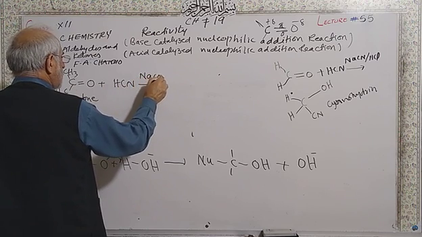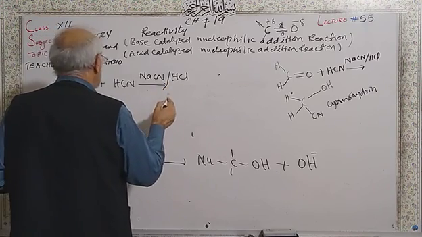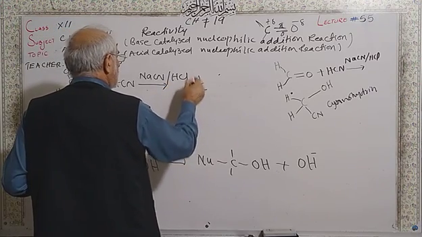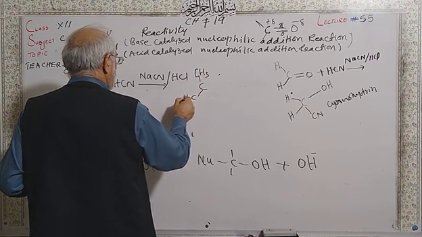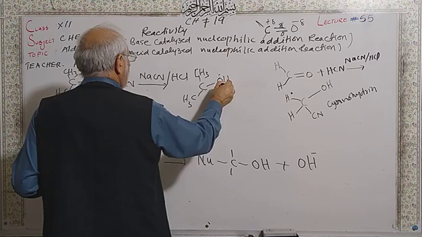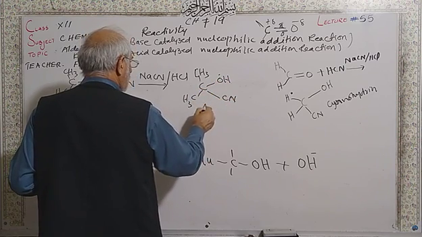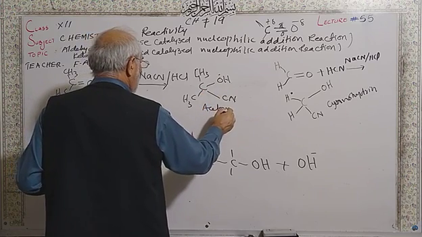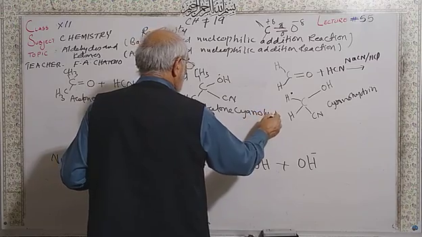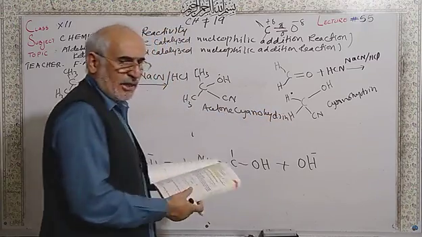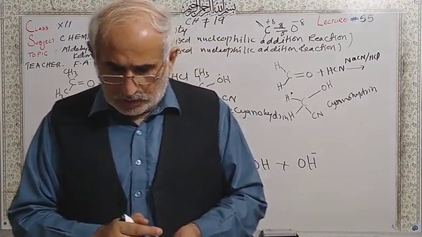Hydrocyanic acid is prepared from sodium cyanide with the HCl. So you will get acetone cyanohydrin. Acetone cyanohydrins are going to be formed here.